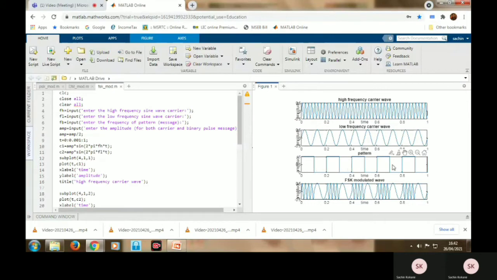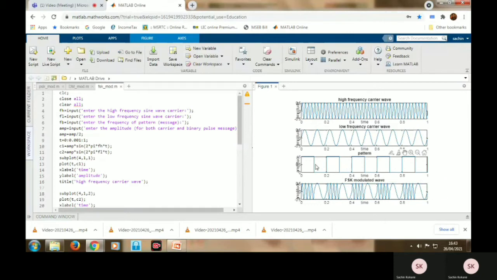So the signal is unipolar. In case of BPSK, we used a polar binary signal, meaning the signal was present on both poles, positive pole as well as negative pole. But here for FSK generation we need a unipolar signal. So these three signals we have to create initially: the high frequency carrier, the low frequency carrier, and after that the digital signal. And the FSK signal is the last one.